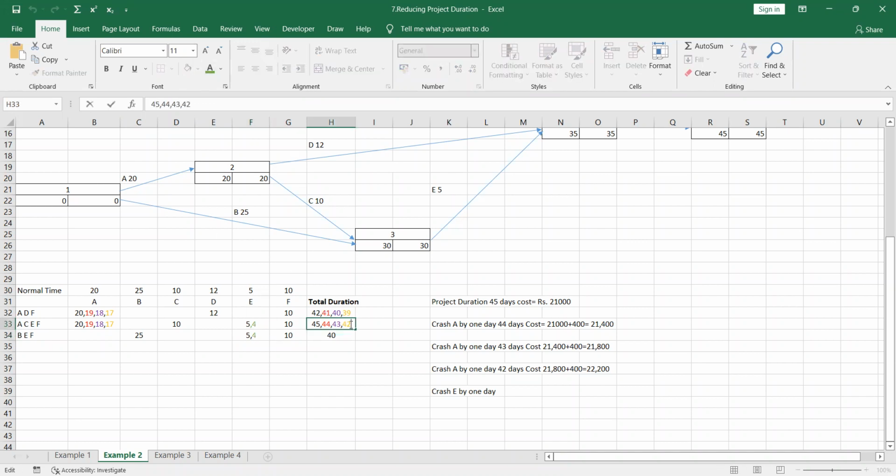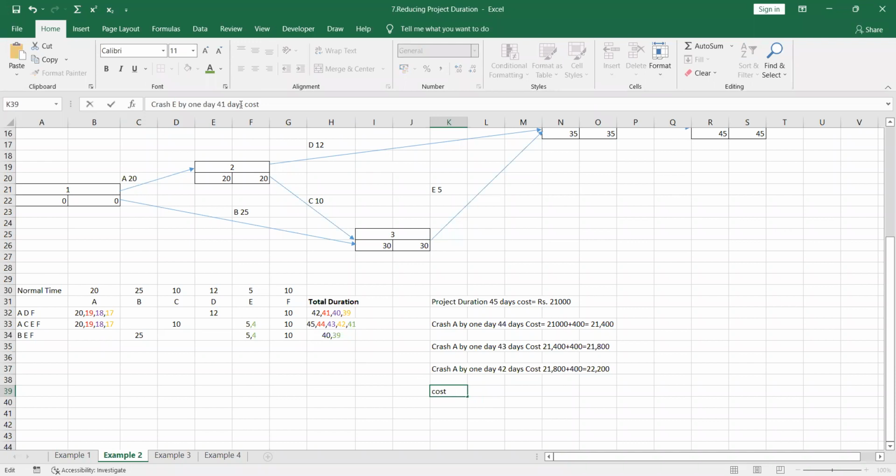So the total duration should be 41. And here 40 minus 1 means 39. So crash E by 1 day, still the critical path is ACEF. So the crash E by 1 day, the total duration is 41 days. Right, 41 days. So the cost is what?